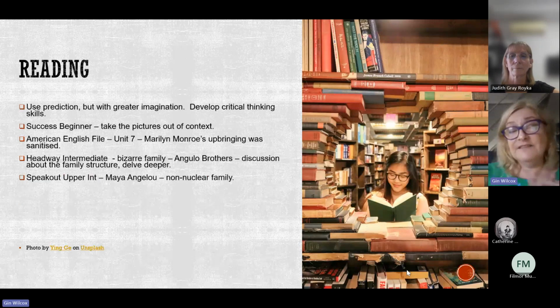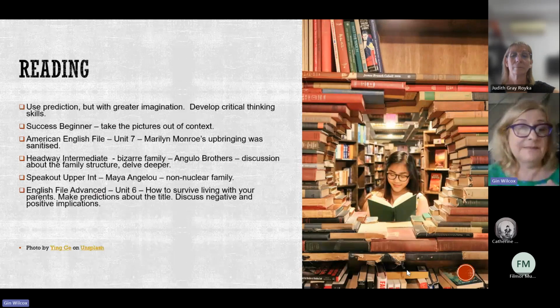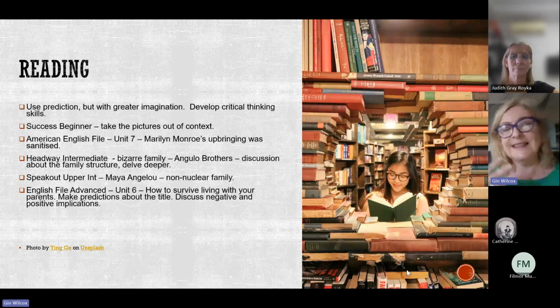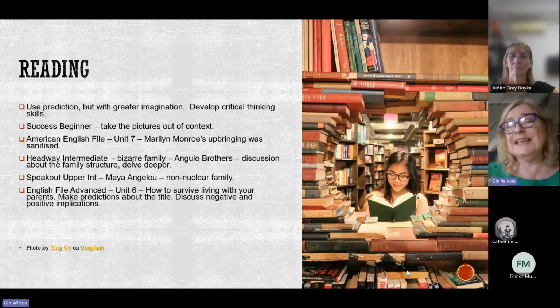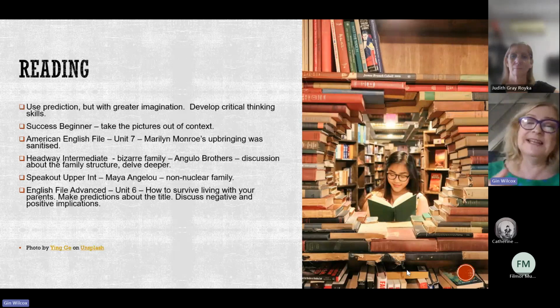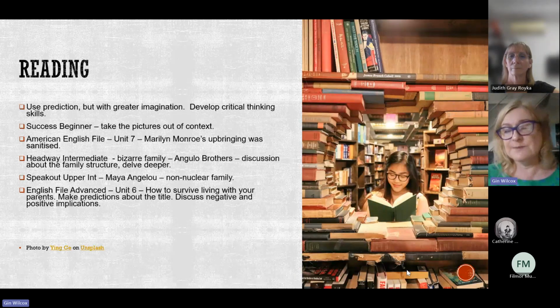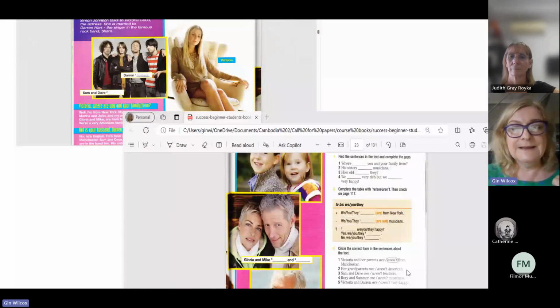Speak Out Intermediate does talk about Maya Angelou, and she does come from a non-nuclear family background. And English File Advanced talks about how to survive living with your parents. So making predictions about the title and discussing again the negative and positive implications of family, making it less of a model family and more to do with the real life experiences of the students, can really help.